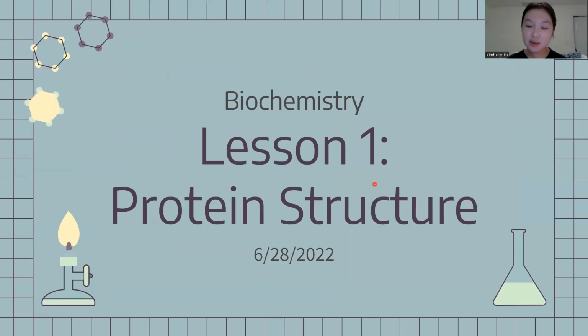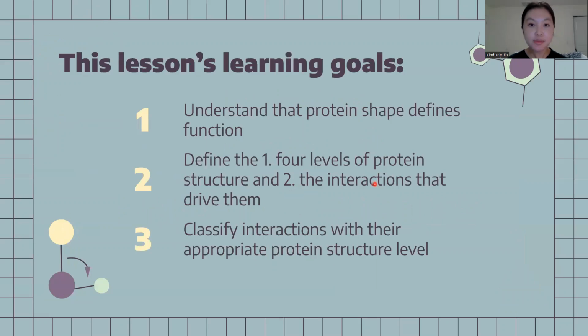Now I'd like to move into the second part of the demo, where I discuss protein structure in depth. So this lesson's learning goals are, one, understand why protein shape matters, and it matters because it defines the functions of these proteins. Number two is we want to define the four levels of protein structure and the interactions that drive them. And finally, given a specific interaction, we want to classify that interaction within the appropriate protein structure level.